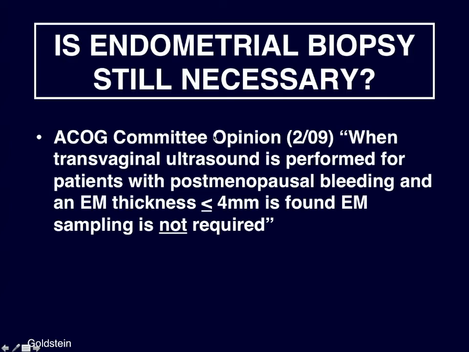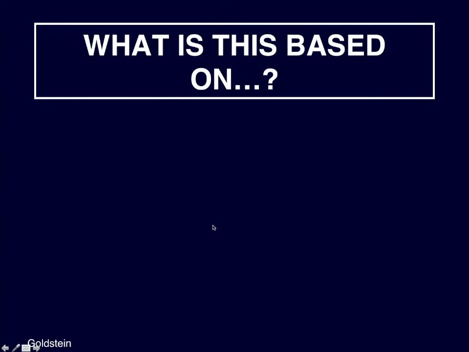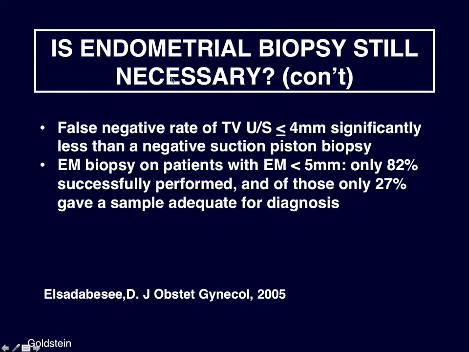And so in February of 2009, ACOG's committee opinion went on to state, when transvaginal ultrasound is performed for patients with postmenopausal bleeding and an endometrial thickness less than or equal to 4 millimeters is found, endometrial sampling is not required. And that was a real change in paradigm. So what is this based on? Well, should you even still do a biopsy? The false negative rate of a transvaginal ultrasound less than or equal to 4 millimeters, we said, is 1 in 917, much less than a negative suction pipelle biopsy.